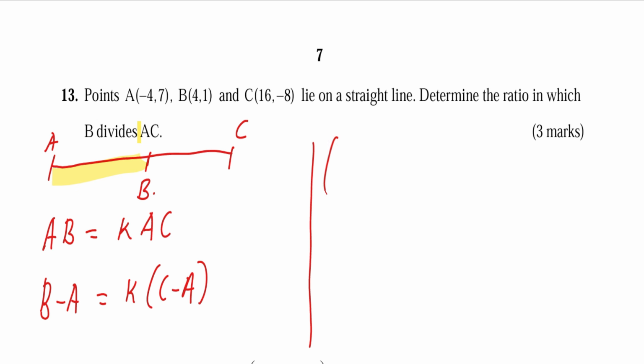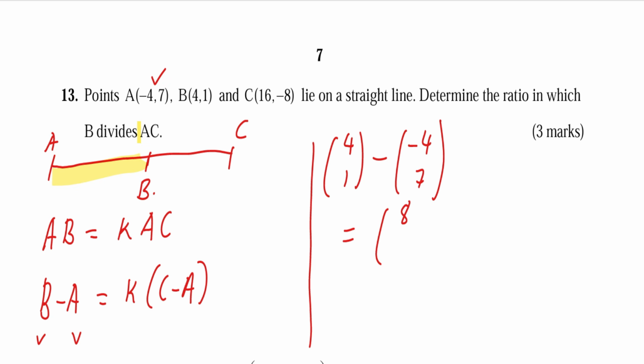So basically 4, 1, which is B minus A, is this minus -4 and 7. So this one, if you subtract them out, 4 minus -4, it will give you 4 plus 4, which gives you 8. 1 minus 7 gives you -6.